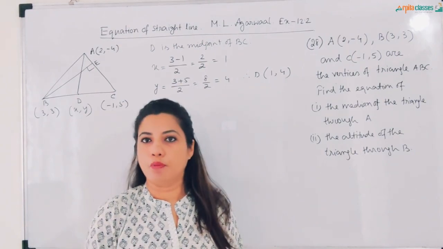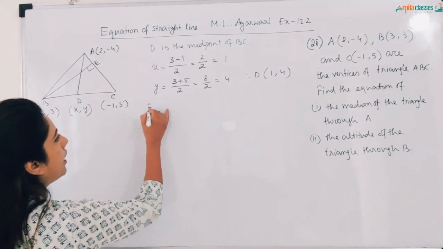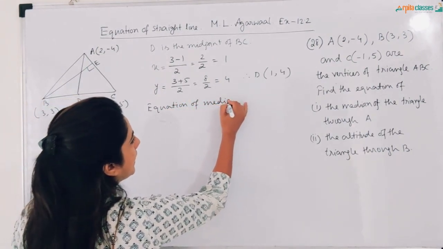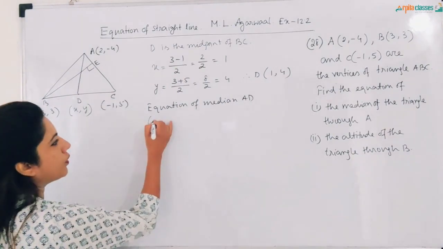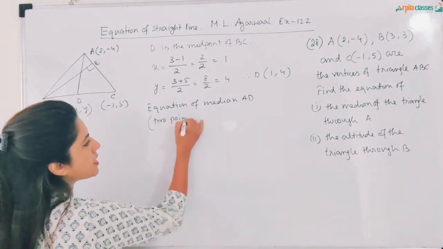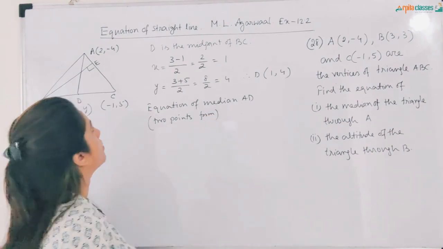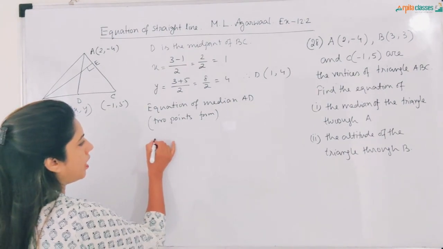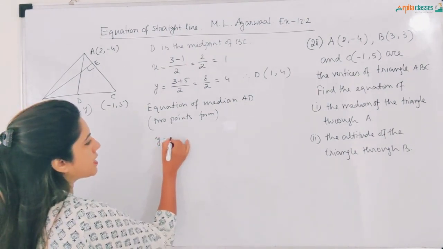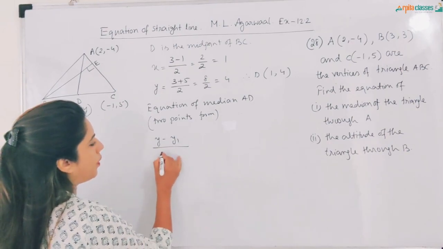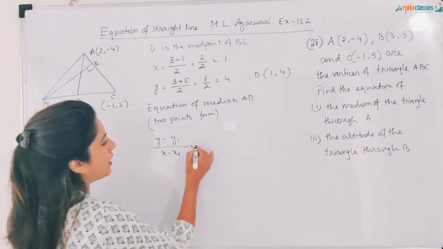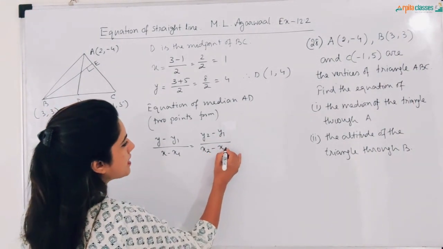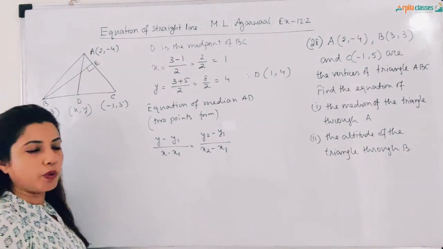We have 2 points, so we can find out the equation of AD. Therefore, the equation of median AD. Okay, which form are we going to use? The two-point form, as we are given 2 points, one is A and the other one is D. What is the two-point form? (y minus y1) upon (x minus x1) is equal to (y2 minus y1) upon (x2 minus x1). This is the two-point form.